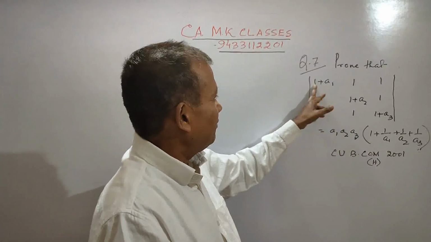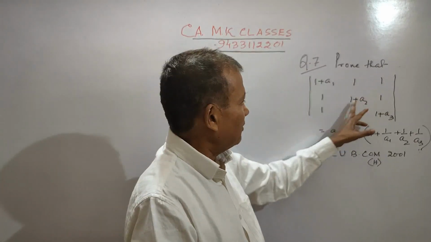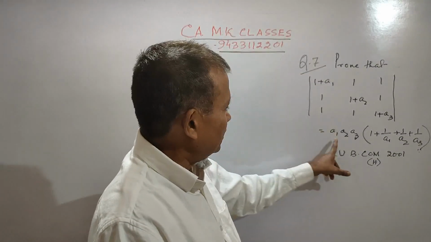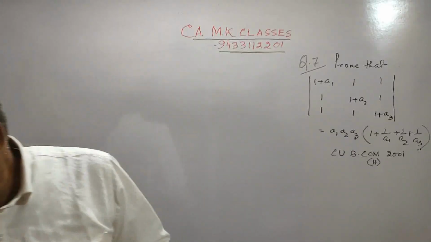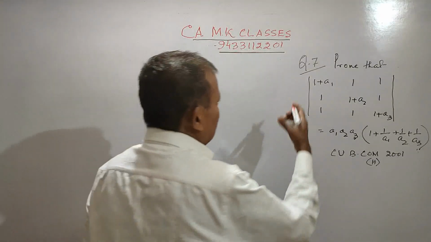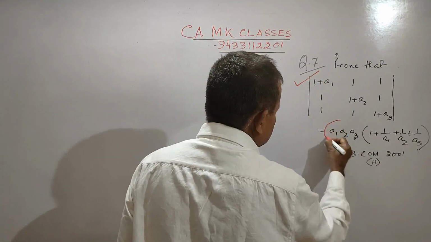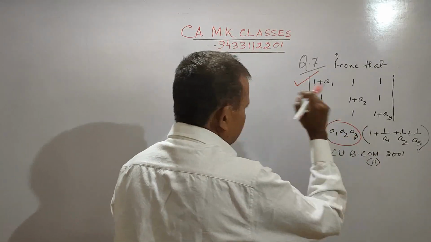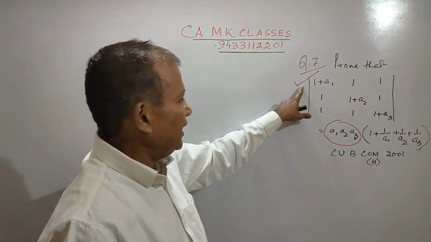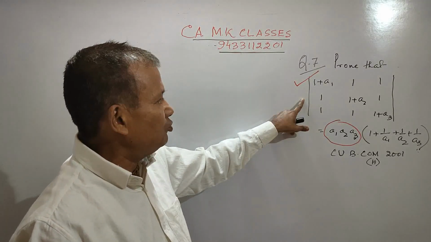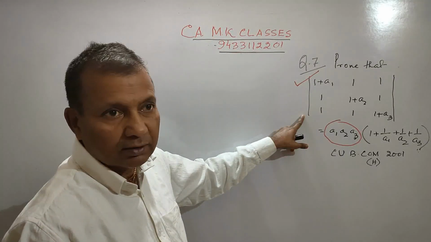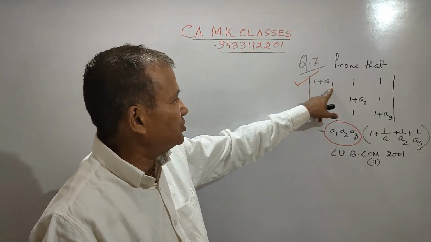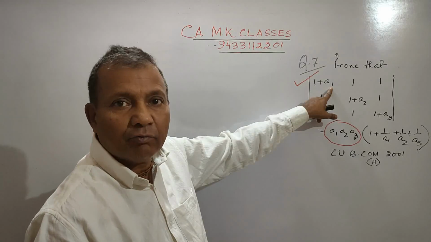You see, 1 plus A1, 1, 1, 1 plus A2, 1 plus A3. And from this we have to go to the right-hand side. When proving any identity, you have to see from where to where you will go. So, A1, A2, A3. If we take A1 common, A2 common, A3 common, then this will be 1 by A1. This will be A1 by A1.